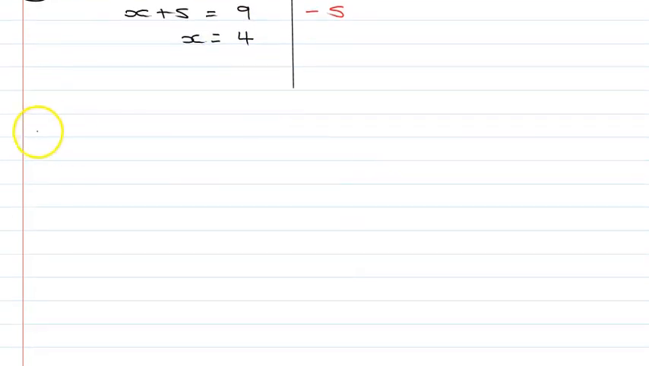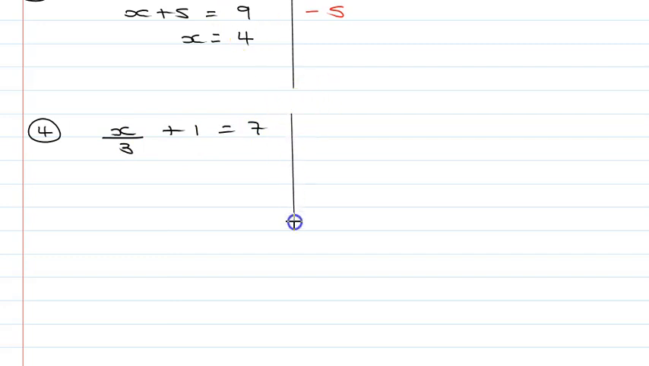My final example is going to involve a fraction, so I'm going to do x over 3 plus 1 equals 7. And I always show the working on the right hand side. So to begin with, the first thing I'm going to do is take away 1 from both sides. Then I'm going to be left with x over 3 on the left and 7 take away 1 is 6.